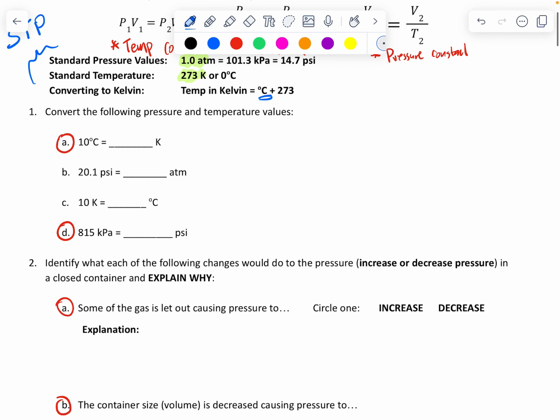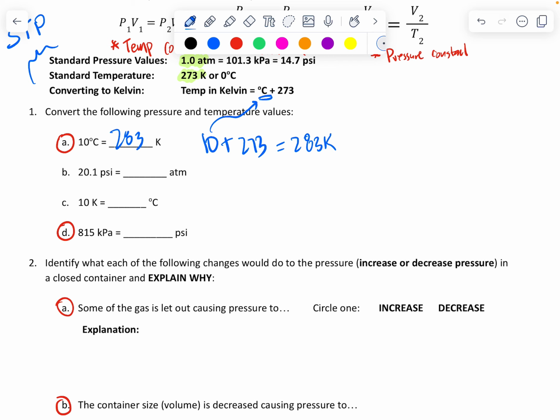Number one, all the circled ones that I'm just going to run down, okay? 10 degrees Celsius to Kelvin. So what do I need to do here? 10 plus 273. That's all I have to do, right? Because I'm just plugging in 10 to that equation, which will get me 283 Kelvin. Okay, that was pretty easy, right? So let's move on to part D.